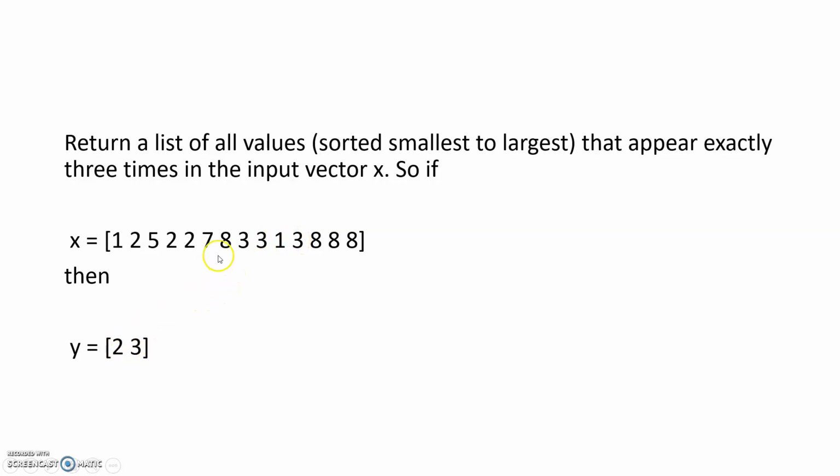You consider any other element, suppose consider 7. See, 7 is appearing only once, 8 is appearing 4 times. Okay, more than 3 times. So only those you have to return which are appearing exactly 3 times. Okay, so see the output array is 2 and 3. Okay, so what to do?